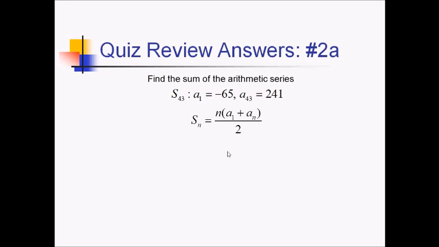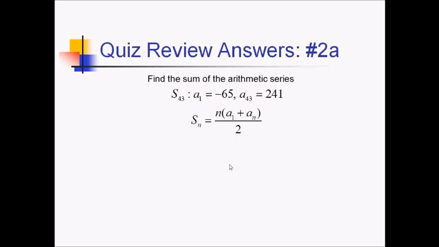So in this case, they gave us just about everything we needed here. A1 they gave us was negative 65. An, that's just the nth term. We want the sum of the first 43 terms, and they gave us term number 43 right here. So an in this case is just 241. And then the number of terms is going to be 43.